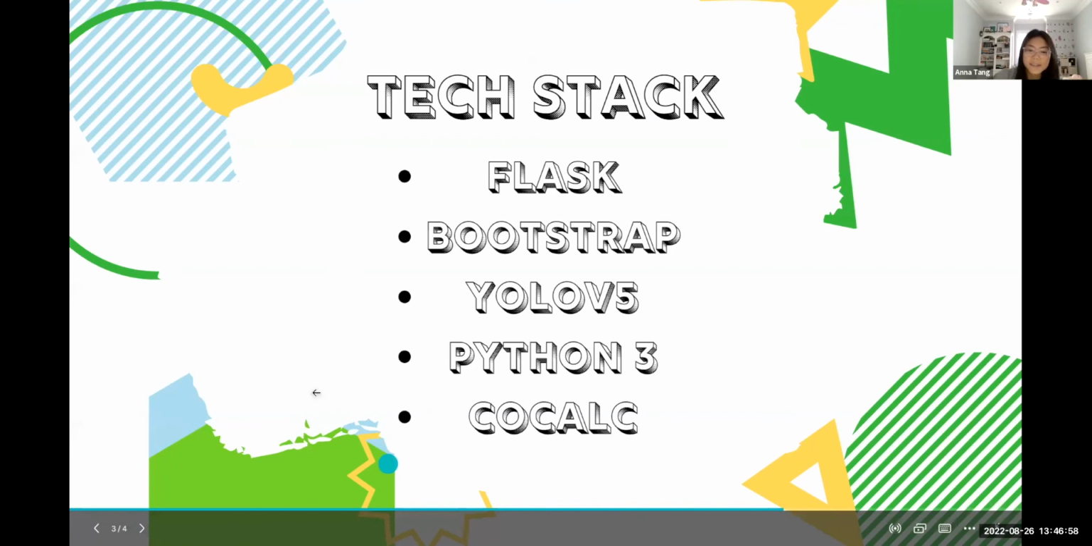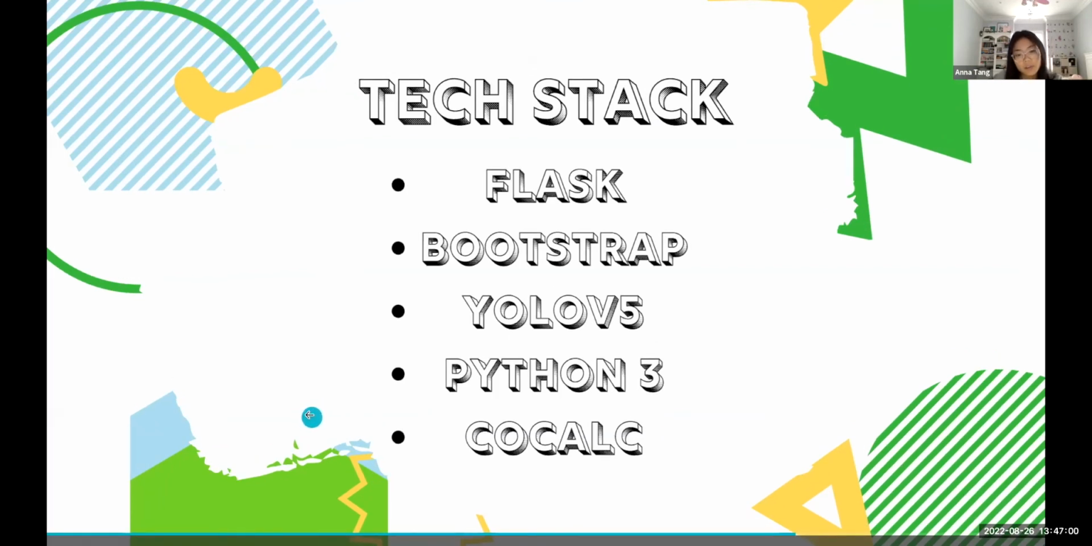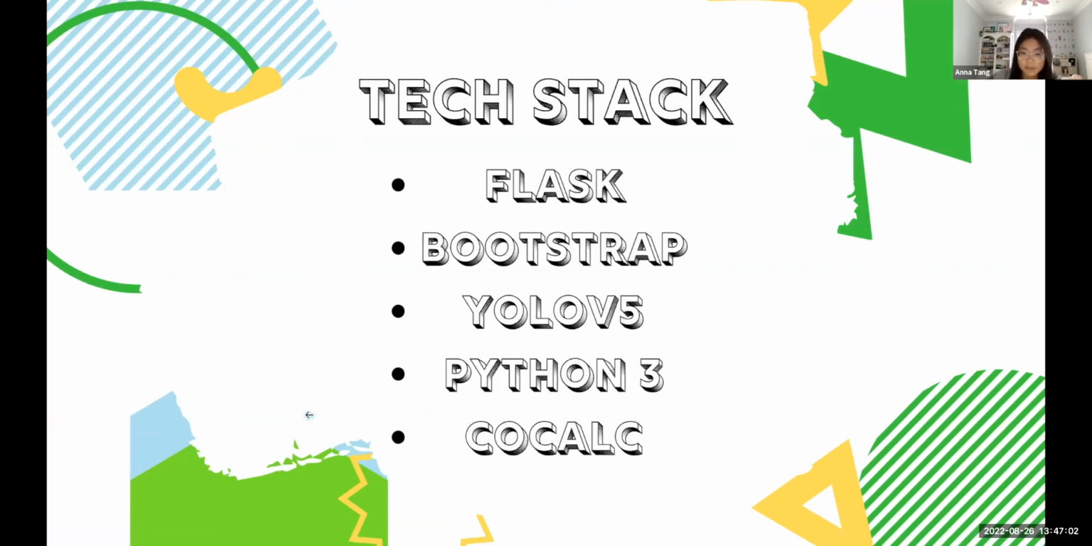So this is our tech stack. For the backend, we use YOLO v5 to train our object detection, and Flask to create our web application using Python 3. And for our front end, which the user would see, we use Bootstrap for the framework of our website, in addition to HTML and CSS.